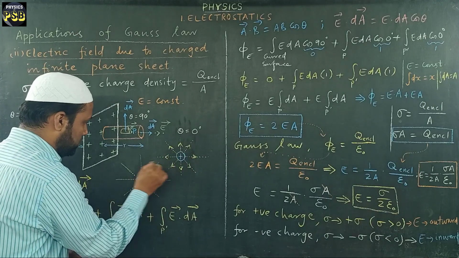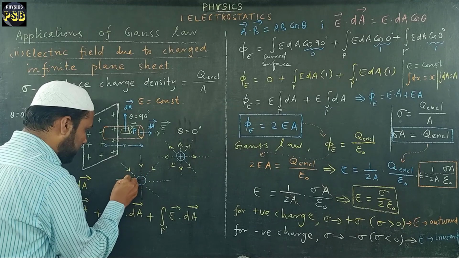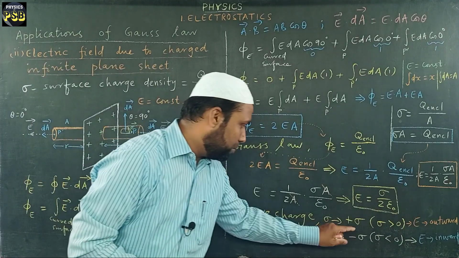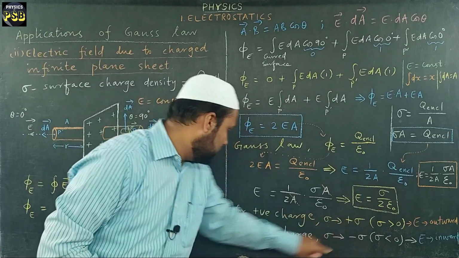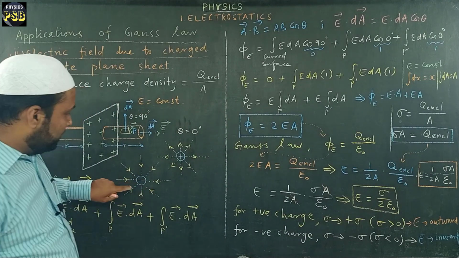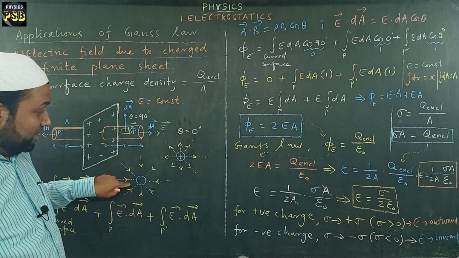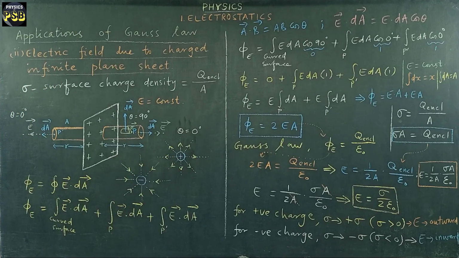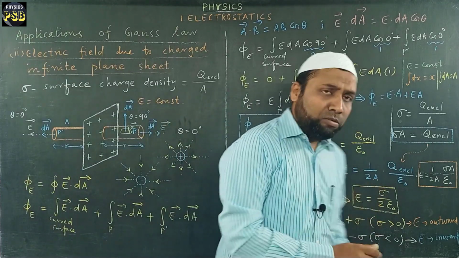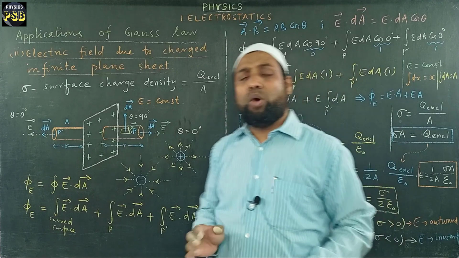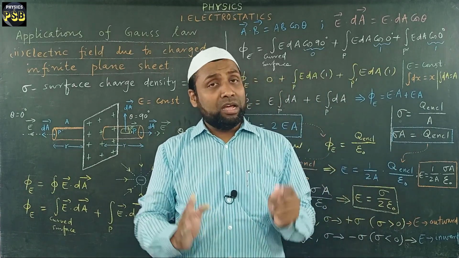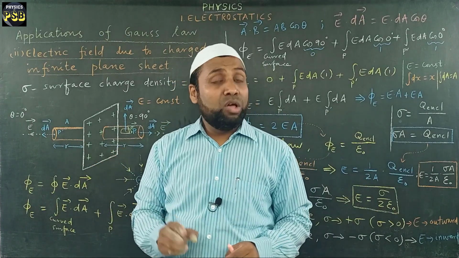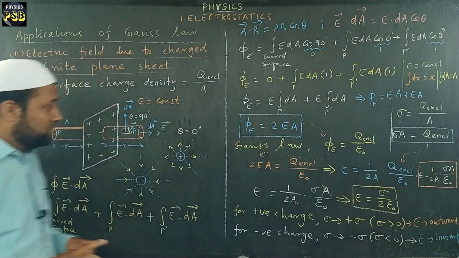So that is why we have plus sigma for positive charge and minus sigma for negative charge. In case of negative charge, electric field is acting inwards. For positive charge, electric field acting outward. You remember this. So this is the final expression. Now I will show you what happens to the electric field when we have taken two charged plane sheets carrying different charges.